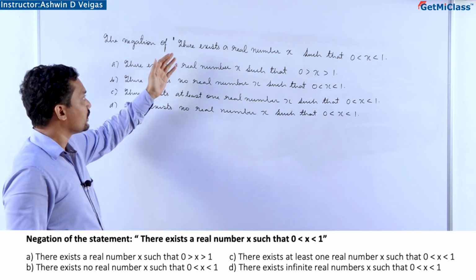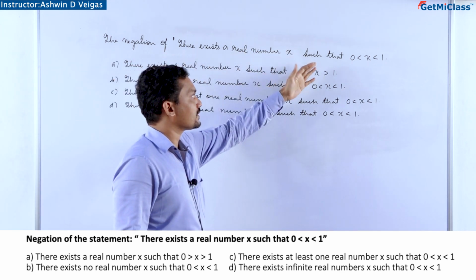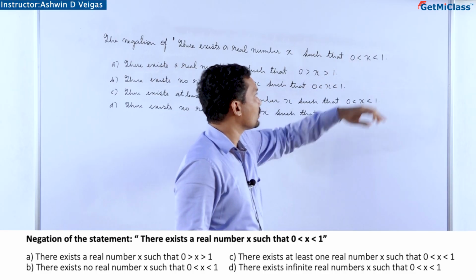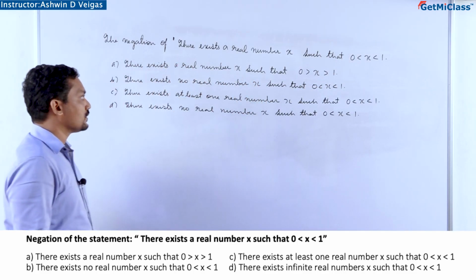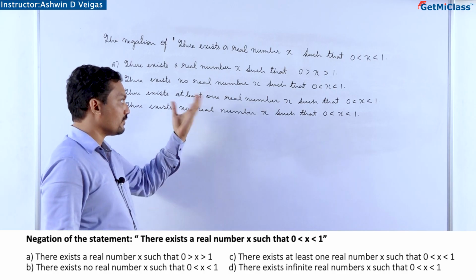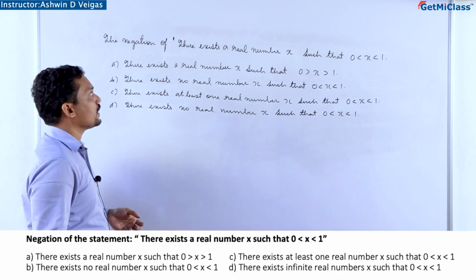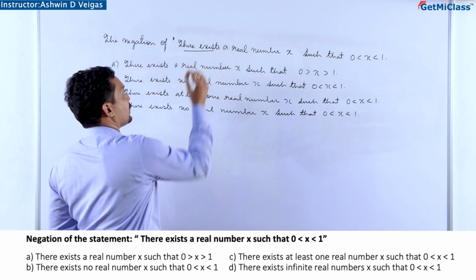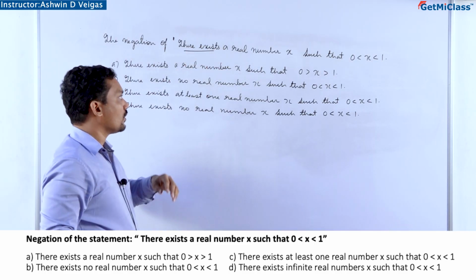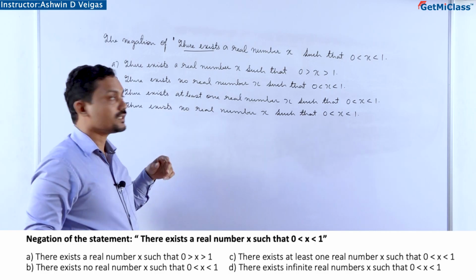The negation of "there exists a real number x such that x lies between 0 to 1." So, this you have to negate. Negation sometimes can be confusing or sometimes can be difficult or sometimes can be both. Now, we can see there is a quantifier here, there exists. Because of that this question is very easy.